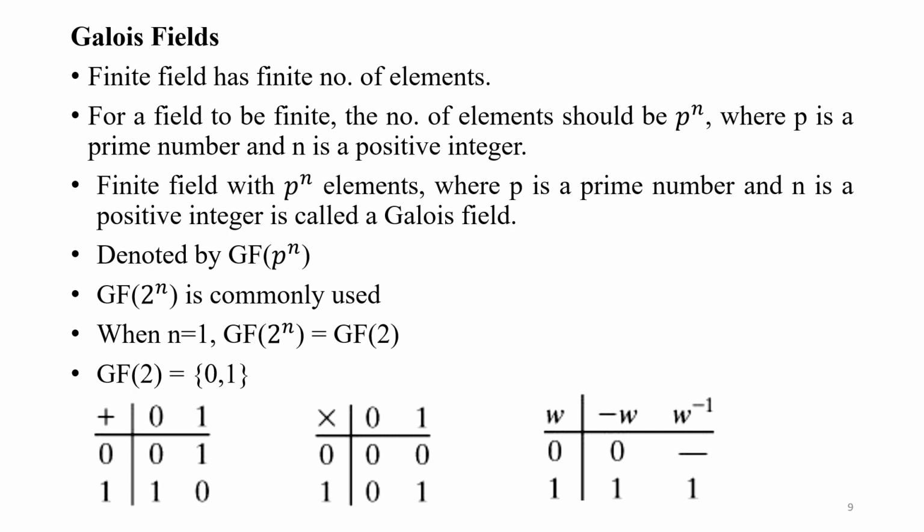GF(2 raised to n) is commonly used. When n equal to 1, we get GF(2 raised to n) equal to GF(2). The elements of GF(2) are 0 and 1. Addition and multiplication operations are shown for GF(2).